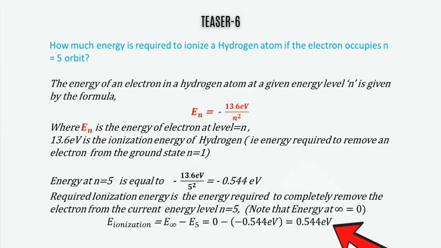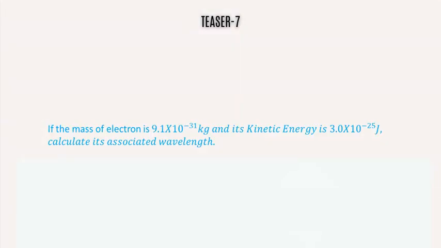Required ionization energy is the energy required to completely remove the electron from the current energy level n = 5. Note that energy at infinity equals 0. Therefore, ionization energy equals E at infinity minus E at 5, equal to 0 minus (−0.544 electron volt), which is equal to 0.544 electron volt.